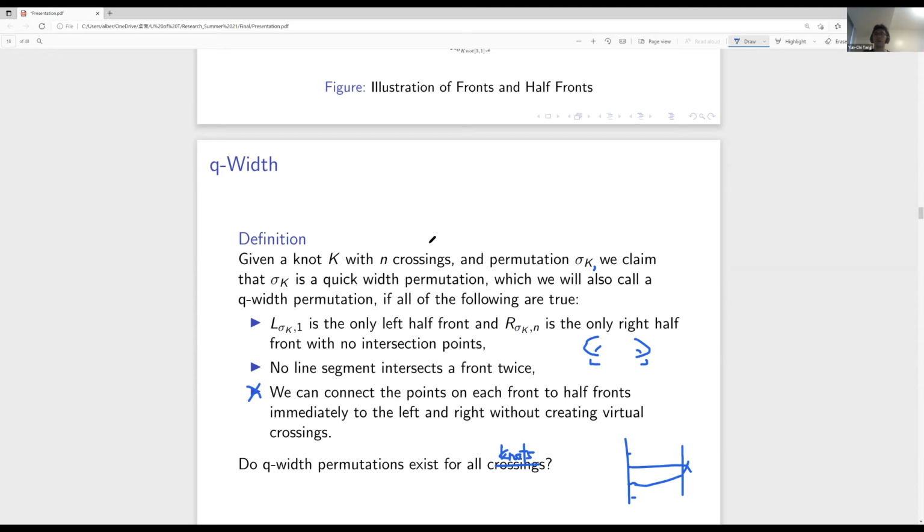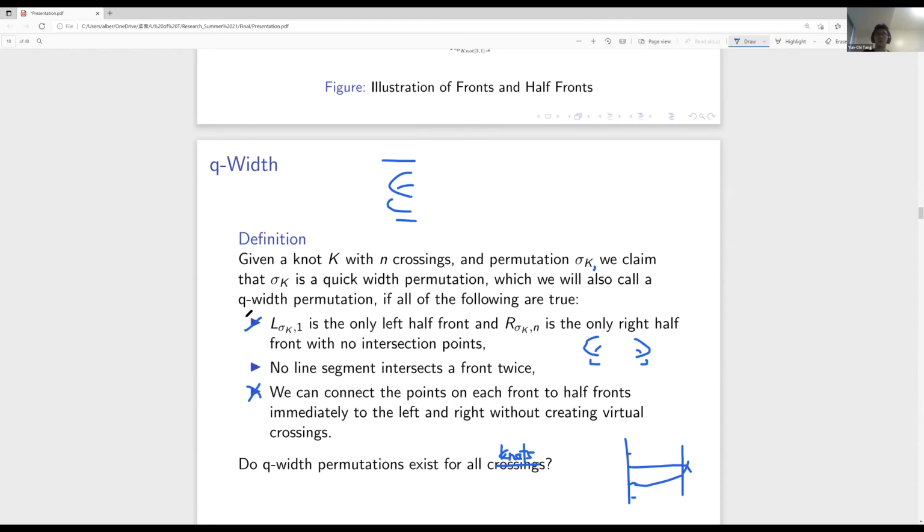The reason being that if this condition is violated, let's say I have something like this, then because the entire knot or the entire diagram is connected, I would actually need extra line segments to go to the right and go back to the left of the crossing. So the graphical width in this case has to be 6.